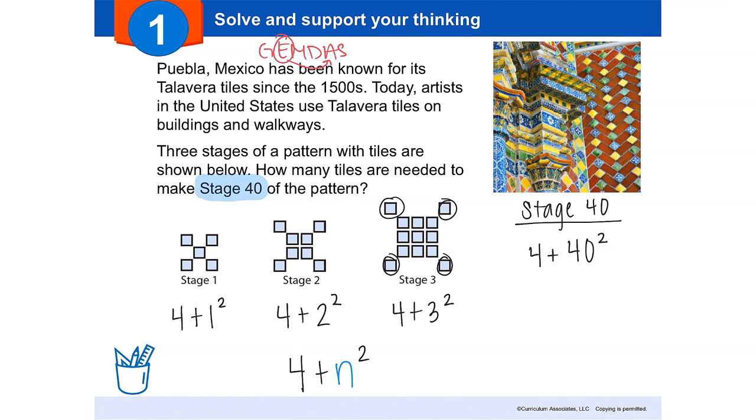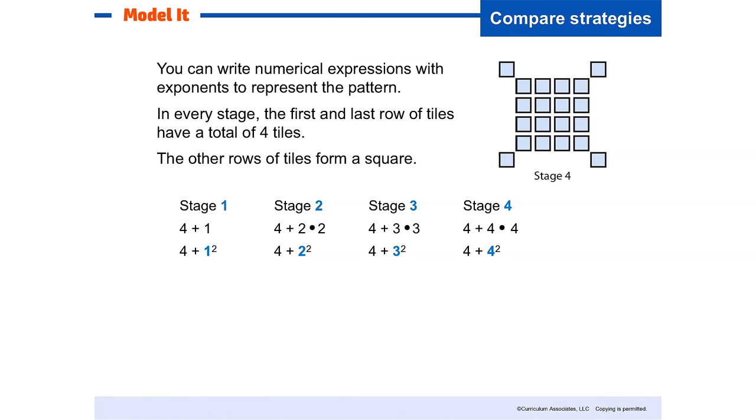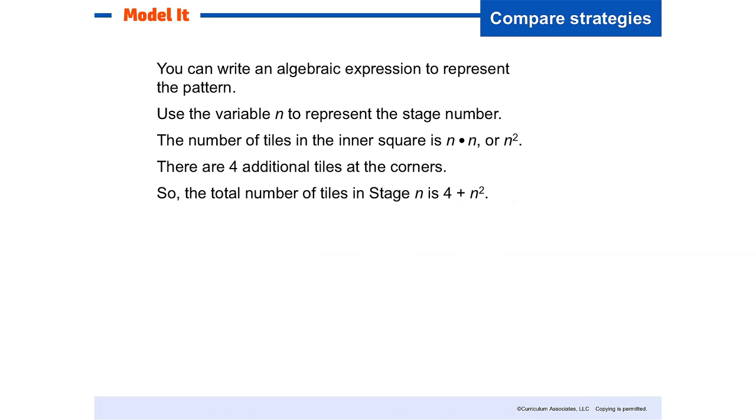So 40 squared is 40 times 40. And 40 times 40 is the same as 1600. I don't need those parentheses anymore. And then I'm just going to keep writing my problem down. And now that I've done my exponents, I can go ahead and add to get 1604. All right, so this is just an example of showing what we did to find that pattern, and then why we used our variable.